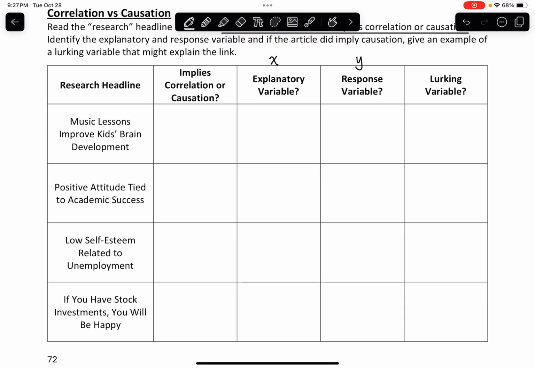So music lessons improve kids' brain development. Improve is one of our causation words. So this headline is implying causation. Our explanatory variable, our X variable, would be whether or not a student has music lessons. Our response variable is a kid's brain development.